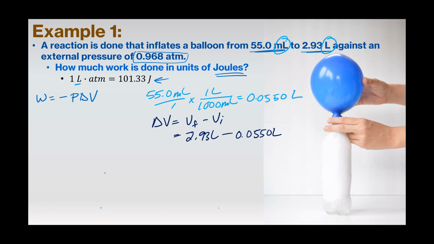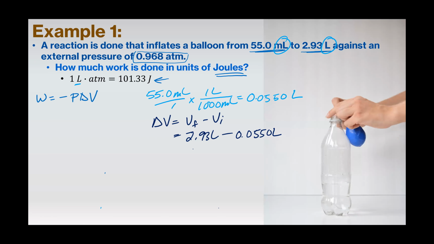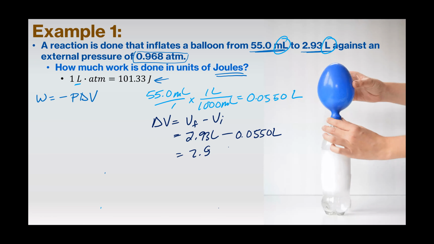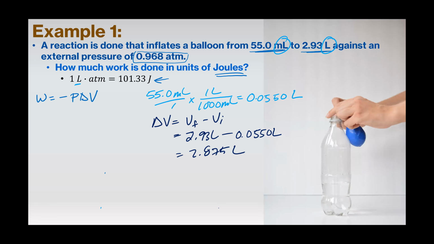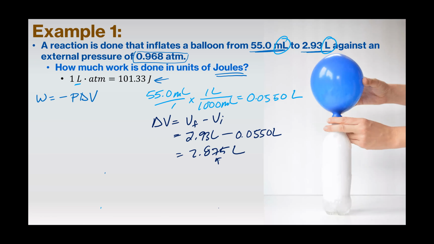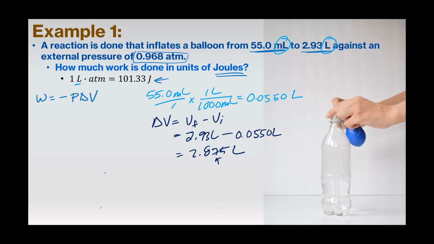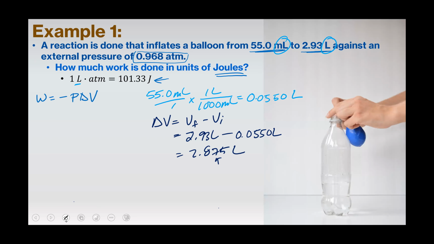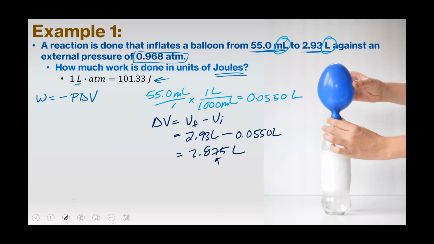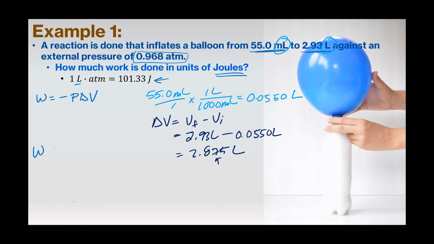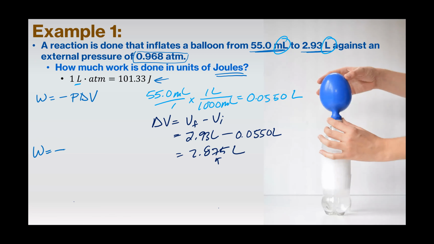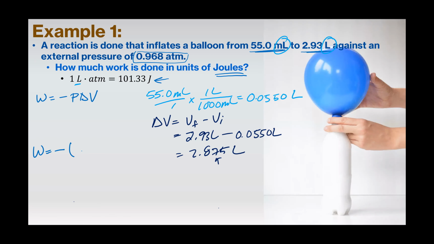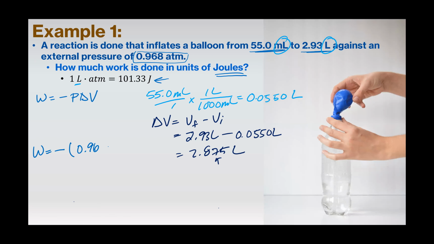So this is 2.875 liters with 2 decimal places on it. Once we have our delta V, we can figure out our work, because work is equal to minus P delta V. So we don't want to forget the minus. The pressure is the pressure, 968 atmospheres.